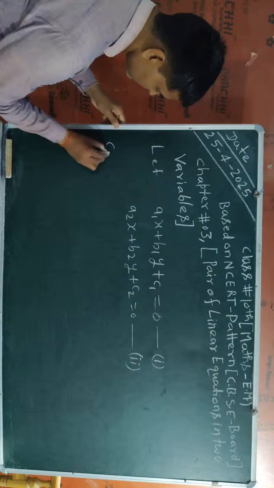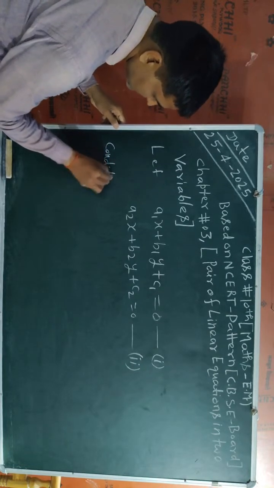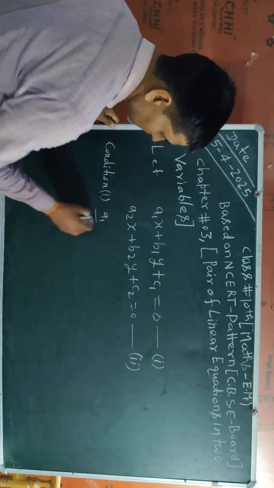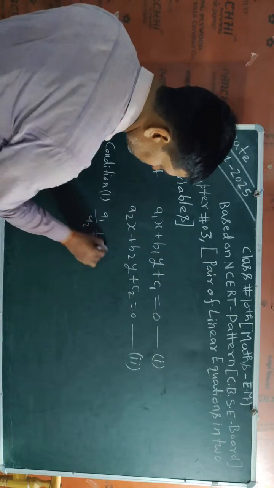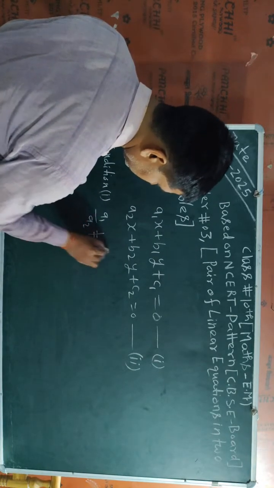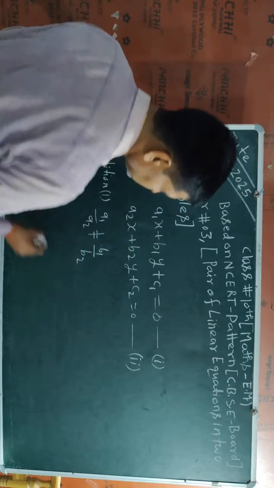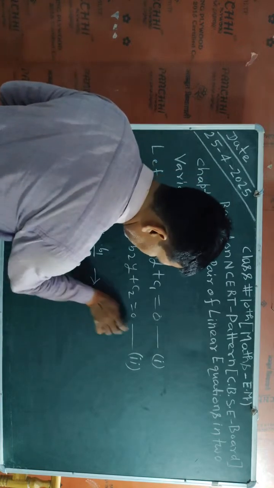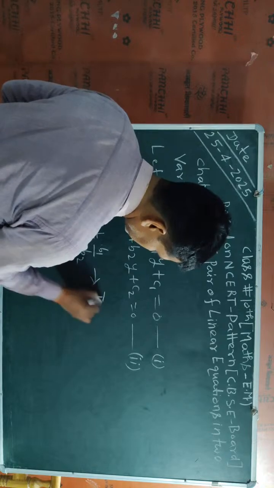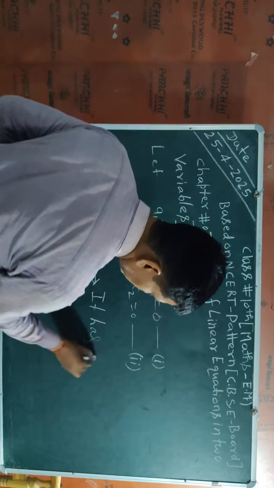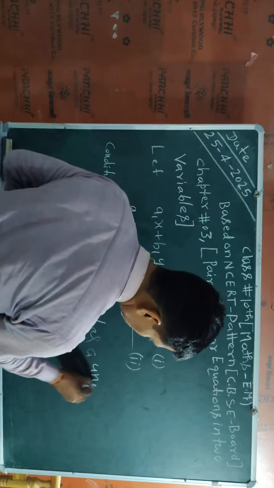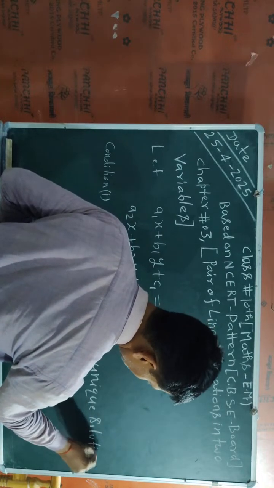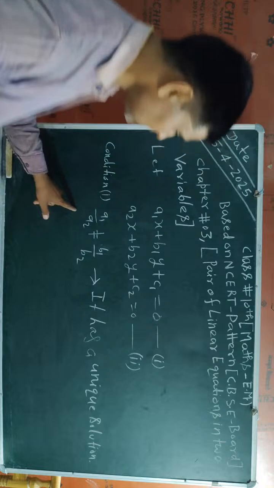Condition number 1, here I am going to write condition number 1. Each and every student has to write it. a1 divided by a2 not equal to b1 divided by b2. It means that in this case I will say there is a unique solution. It has a unique solution. Therefore, this condition students have to remember.